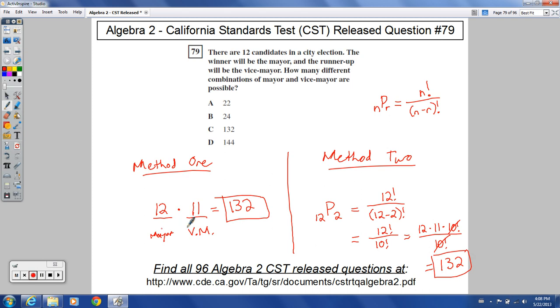So I think this is probably the easier way to think about it in this particular case, but this way will also work. Number 79, either way you do it, is choice C.